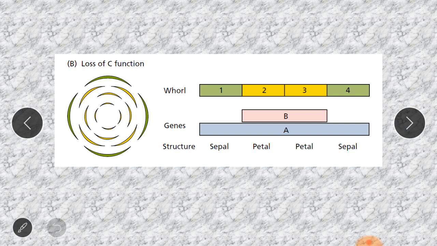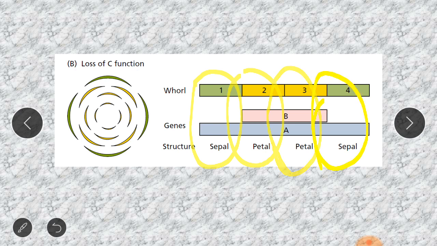The first case is loss of function of class C, and as we talked earlier, C is antagonistic with A, meaning if C is lost, A will take the place of C. So in the place of C, A will also be present. So here the formation is sepal, A plus B means petal, and again, no C is present, A is present, so A plus B is petal and sepal. So in the mutation of C, the phenotype will be sepal, petal, petal, sepal.